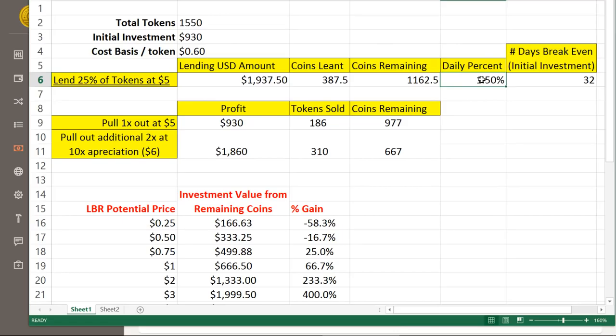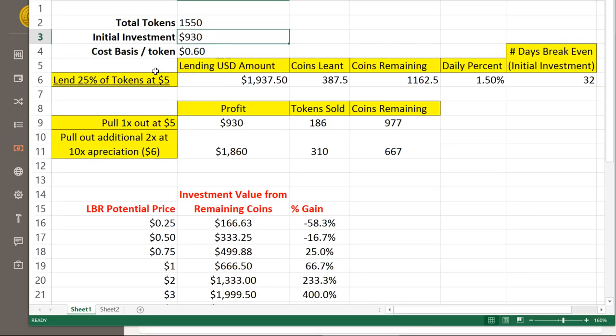At a more conservative 1.5% a day return on this initial almost $2,000 investment, it's going to take me 32 days to break even at my initial $930 investment. So, I'm basically using this guaranteed $5 lend amount to hedge the rest of my coins to make sure I can try and get my initial investment out, right?